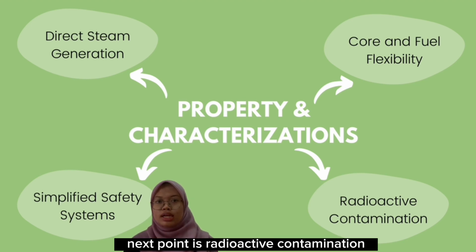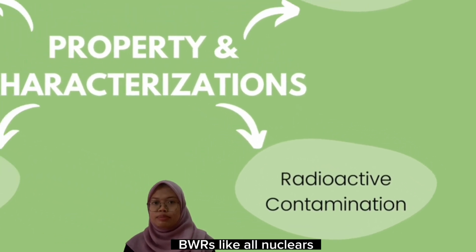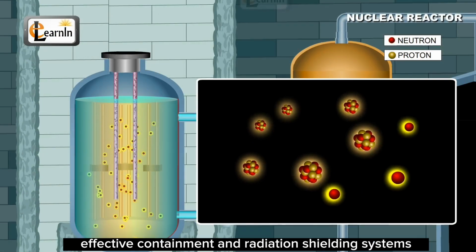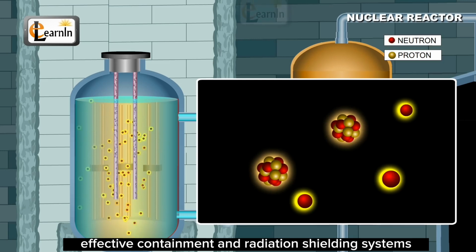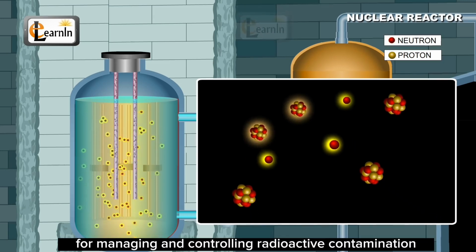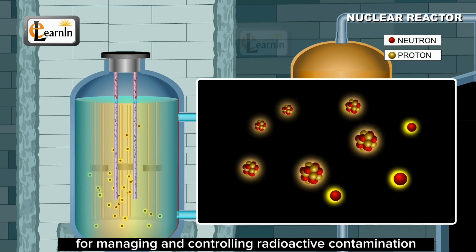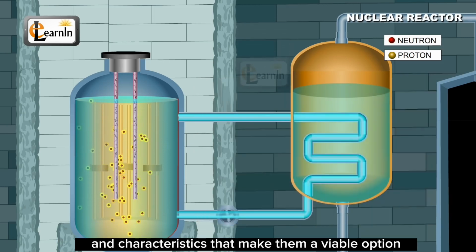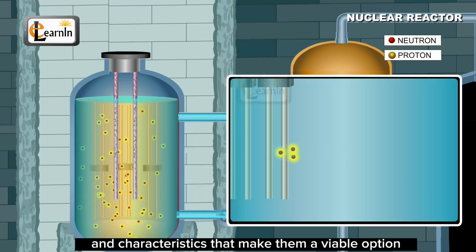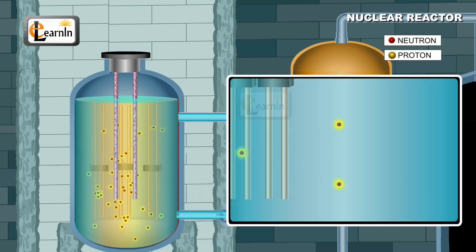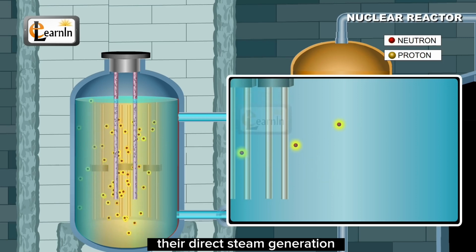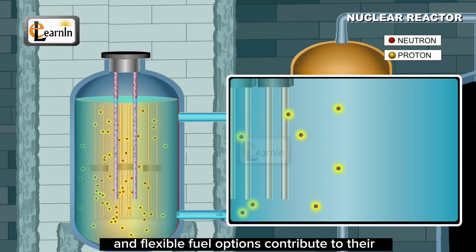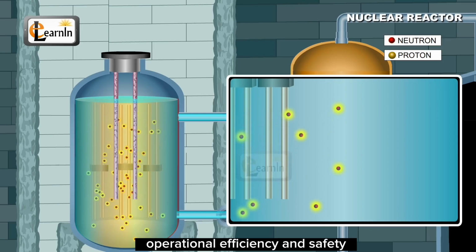Next point is radioactive contamination. BWRs, like all nuclear reactors, produce radioactive byproducts. Effective containment and radiation shielding systems are crucial for managing and controlling radioactive contamination. Boiling water reactors have distinct properties and characteristics that make them a viable option for electricity generation. The direct steam generation, simplified design, and flexible fuel options contribute to their operational efficiency and safety.